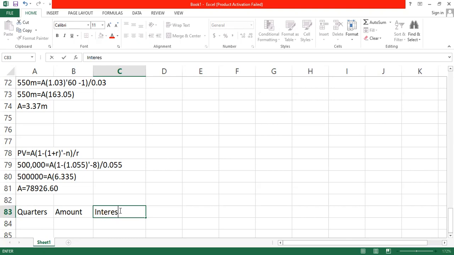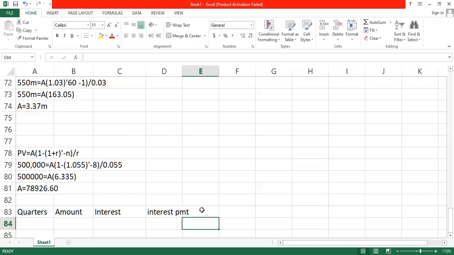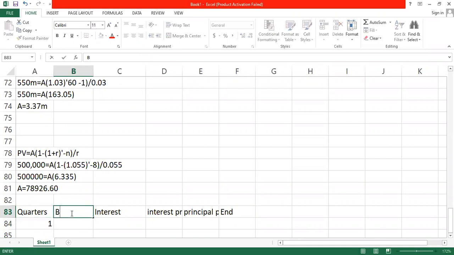Okay, so let's look at the interest payments. Then the payments: we do interest payments and principal payment. Then we look at the end amounts. Okay, the first quarter. How much are we going to have at the beginning? How much are we owing the bank? 500,000. Okay.